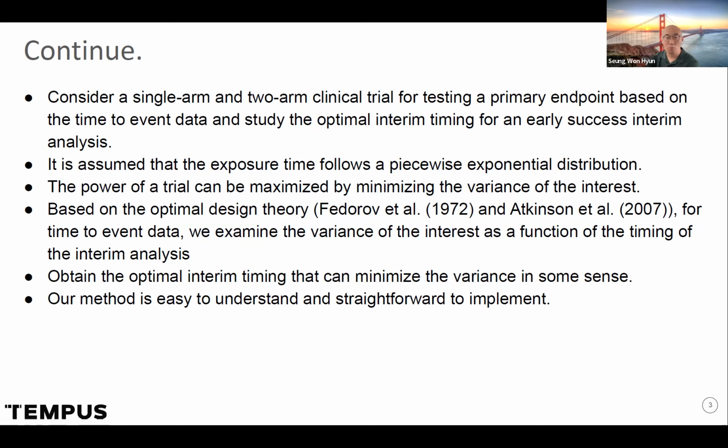In a clinical trial, we want to maximize power. Instead of directly maximizing power, our approach is, in order to maximize power of the trial, to minimize the variance of interest, because if we minimize variance, it can maximize power for sure. Optimal design theory explains how to design a trial effectively to minimize the variance of the interest. So based on this optimal design theory, for the time-to-event data, we examine the variance of the interest as a function of the timing of the interim analysis. Then we obtain the optimal interim timing that can minimize the variance of the parameter of interest so that it can maximize the power of the trial. The proposed method is easy to understand and very straightforward to implement. And we believe this framework can be easily extended to other types of endpoints with modeling assumptions.